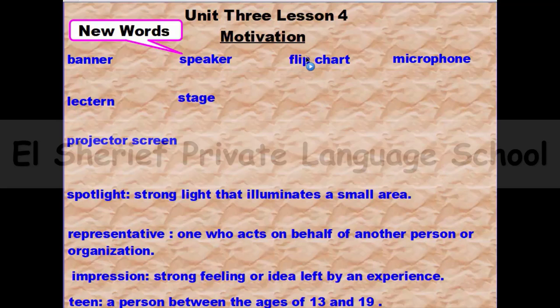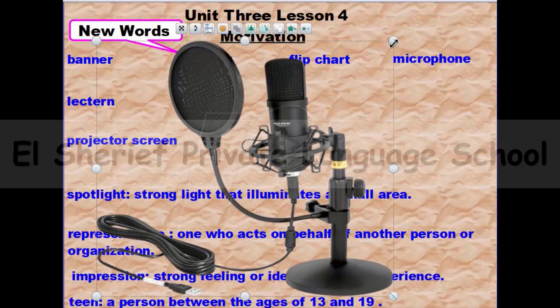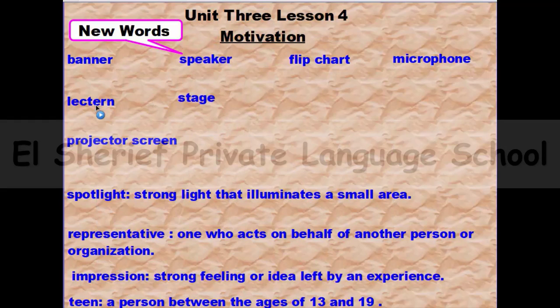We also have the word microphone. Here this is the microphone. You see it? It's the microphone. Okay? We also have the word lecture. Lecture.